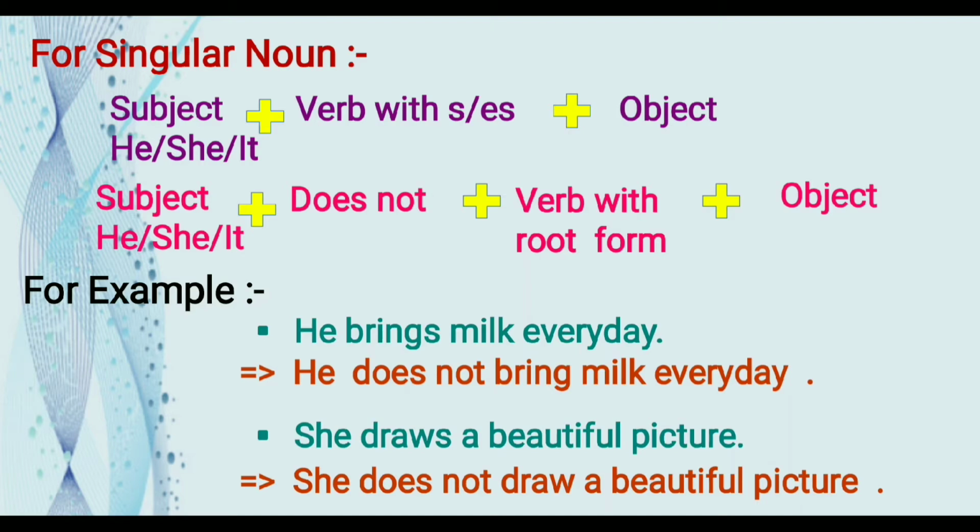So you understand how we can make this sentence in a negative form. As we know that she is the subject, we write does not with she and write the root form of draws. What is the root form? We remove the s. If we add s or es to the verb, we remove it and write the main verb. So here we write draw, the main verb, a beautiful picture. This is the way we make a singular noun sentence negative.